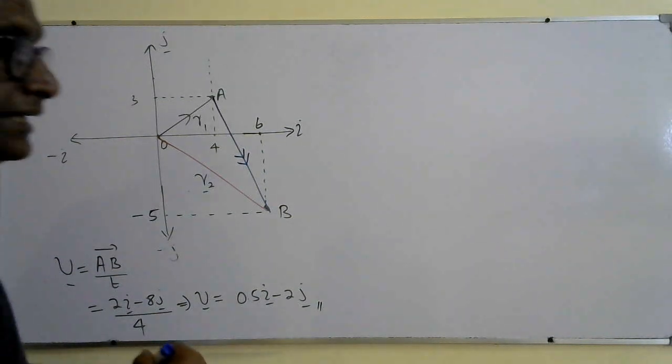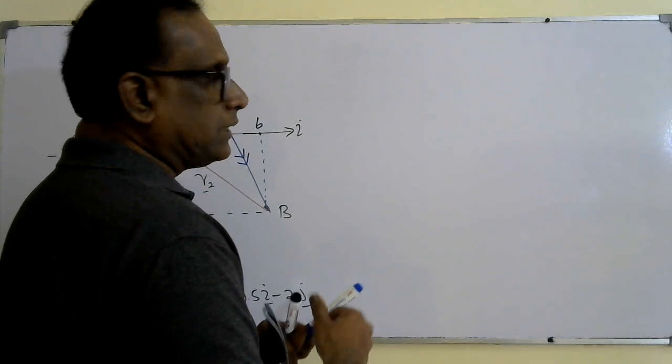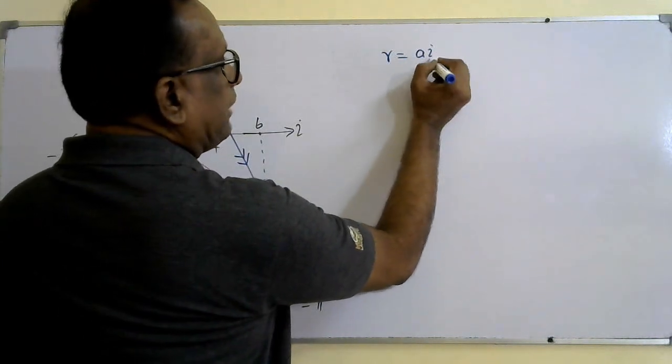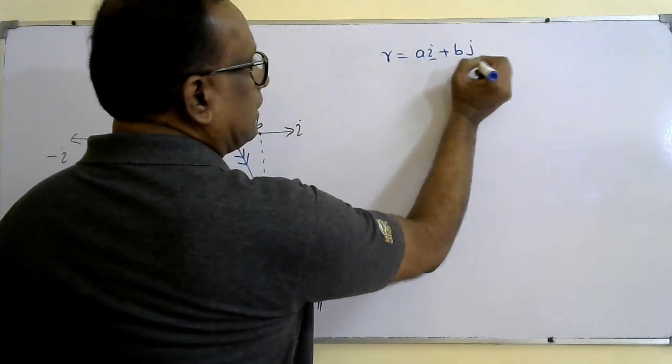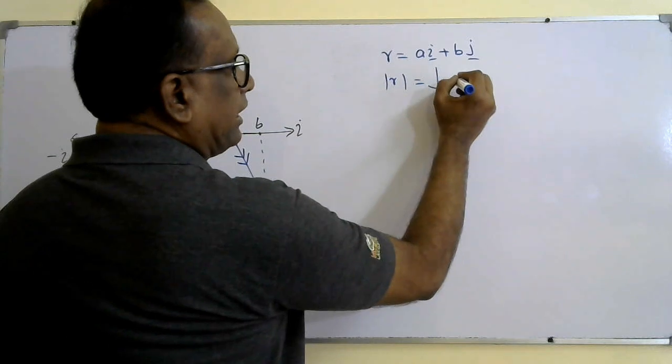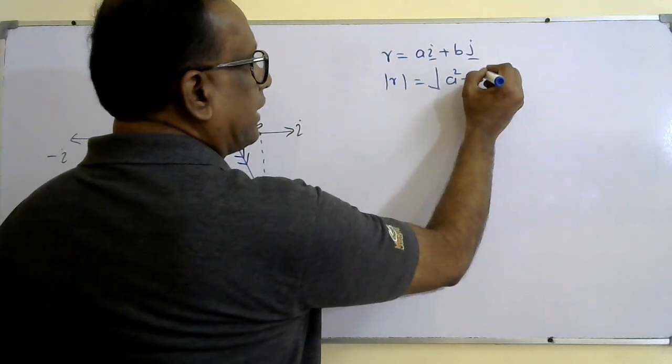Okay, how to find the magnitude of a vector? Say for example, a vector is given, R is equal to Ai plus Bj, general format. How to find the magnitude? The modulus is given by the square root of A squared plus B squared. Why is it like that?